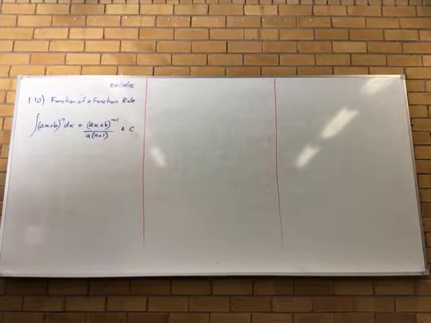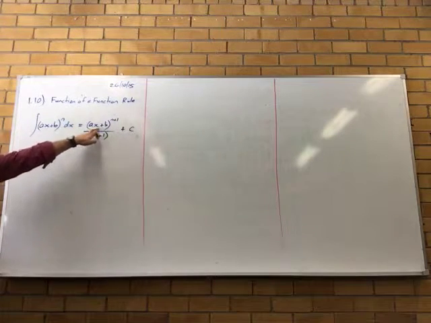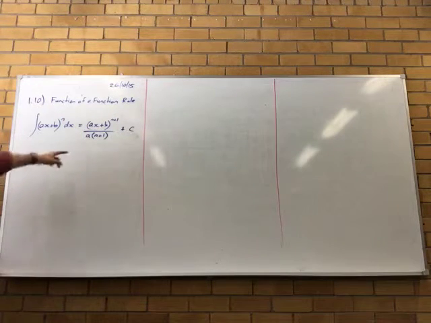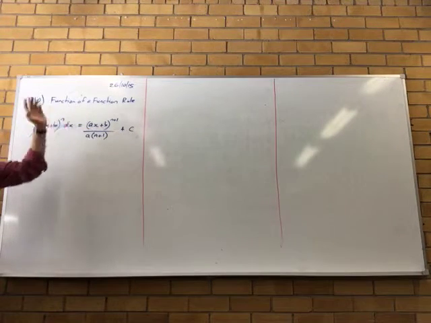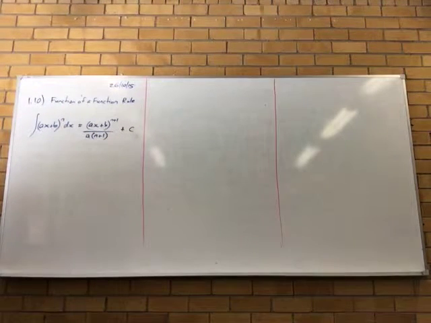Now, this only works when this is a linear function. You cannot use this rule when you have another power of x associated with it. So if you say ax squared plus b, you cannot use this rule.